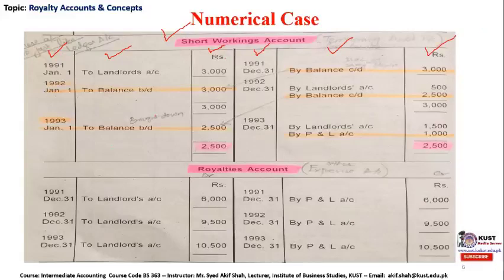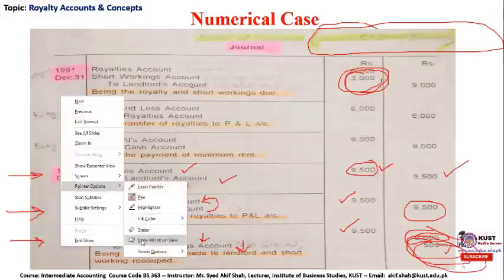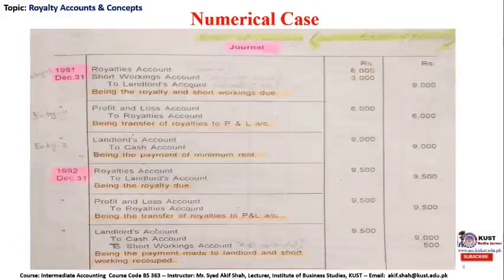In order to make this short working account, we have to go back to the journal entries and find out where the short working was getting debit and when the short working account was getting credit entry. So let's go back. Let me remove all these inks. So here it is, the journal. You have to find out that in the first entry, short working was debited by 3,000 due to the landlord account, because this amount was paid or payable to the landlord.